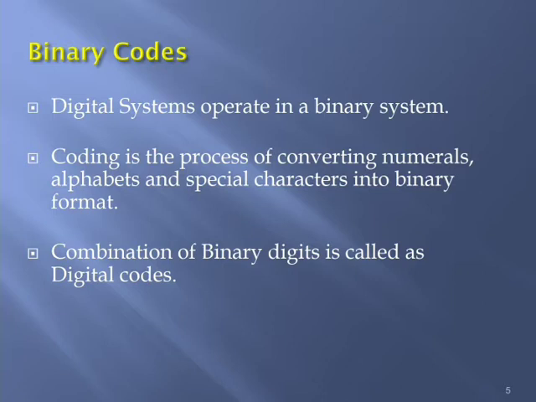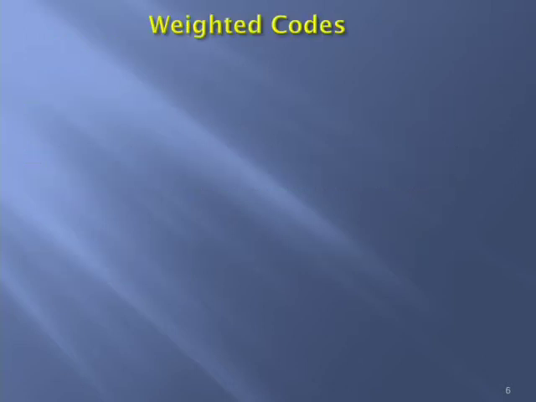So coding is the process of converting numerals, like decimal numbers 0 to 9, and alphabets A to Z, and special characters like at the rate, hash and ampersand, all those things, into binary format. So each and every character, whether it is a numeral or alphabet or special character, can be converted into binary format, and that process we call coding. So a combination of binary digits is called digital codes.